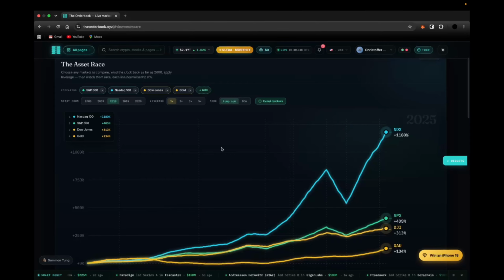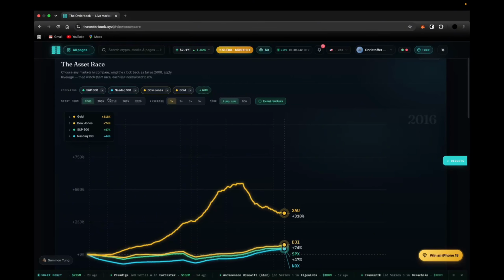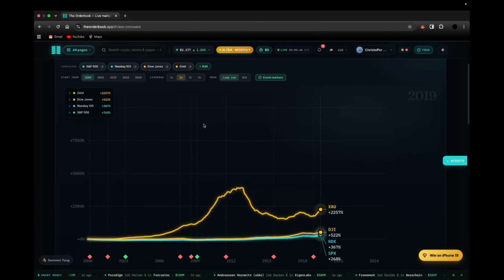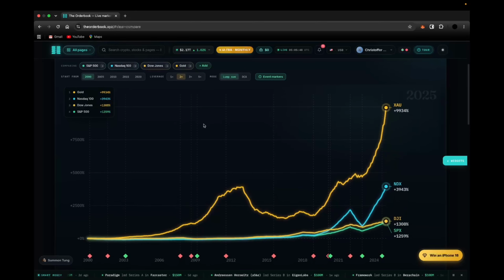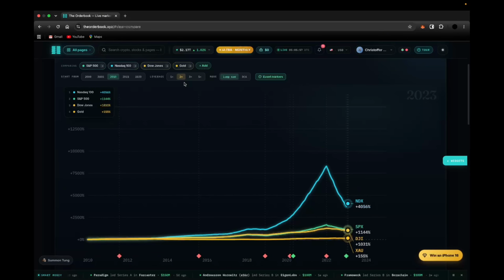And you control the setup too. You can change the start year and see how the story changes. There's also a leverage toggle. Leverage basically means borrowing money to make the moves bigger. So if the asset goes up, the gains are bigger. But if it goes down, the losses are bigger too. So treat that as a what-if tool, not a suggestion.